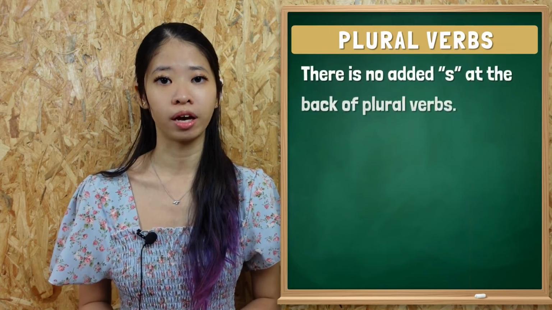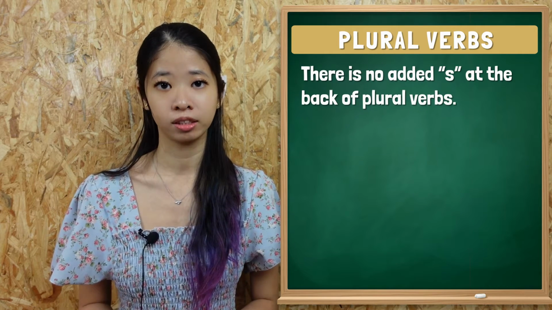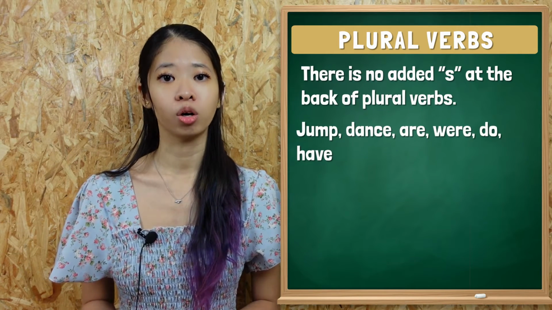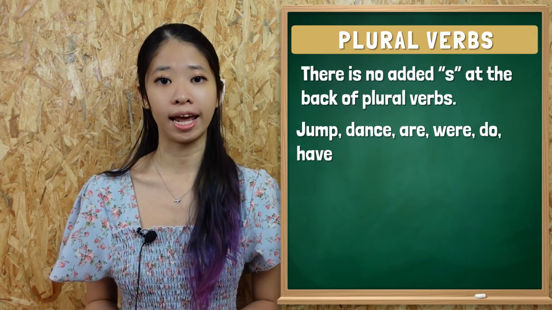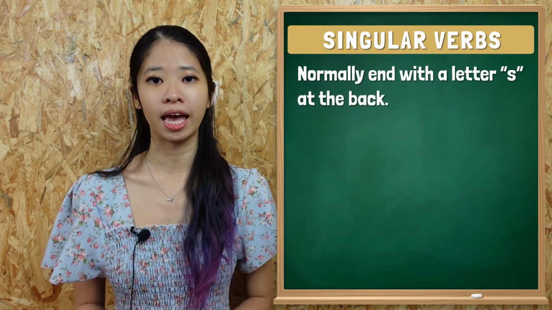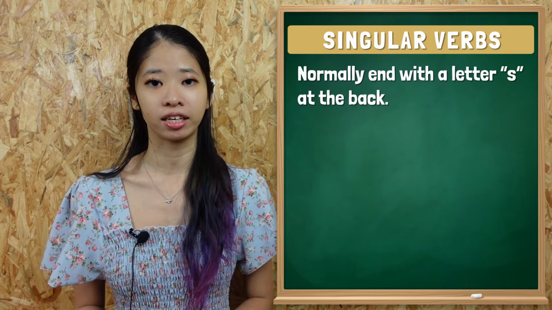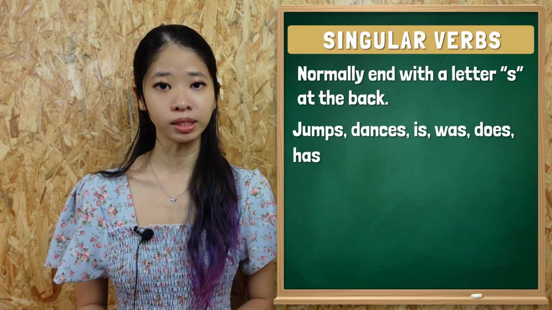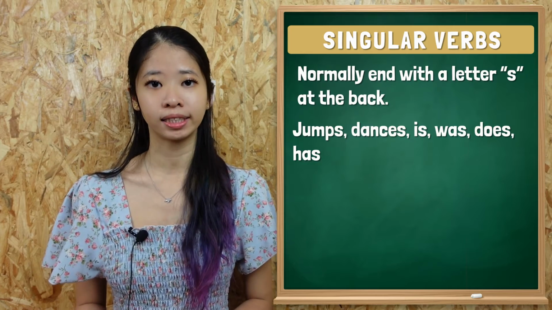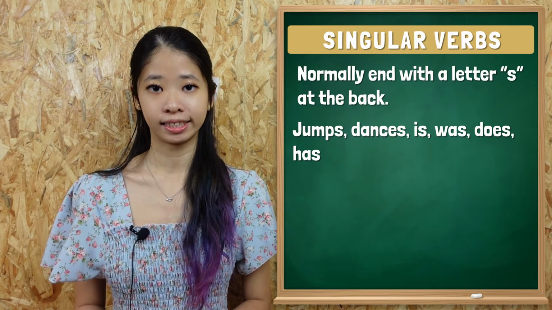Plural verbs do not have an added s at the back. For example, jump, dance, are, were, do, and have. On the other hand, singular verbs normally end with a letter s at the back. For example, jumps, dances, is, was, does, and has.